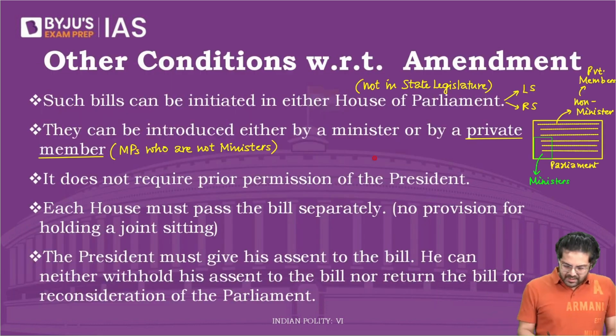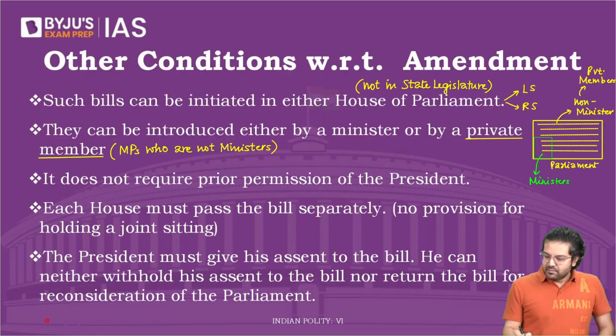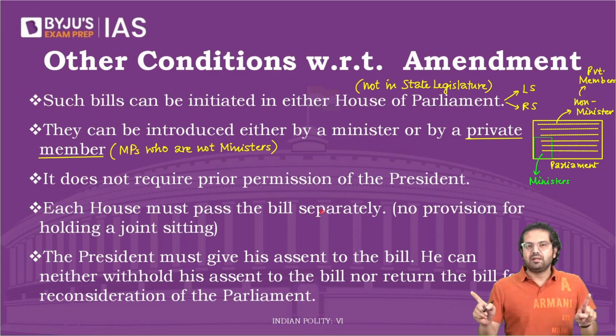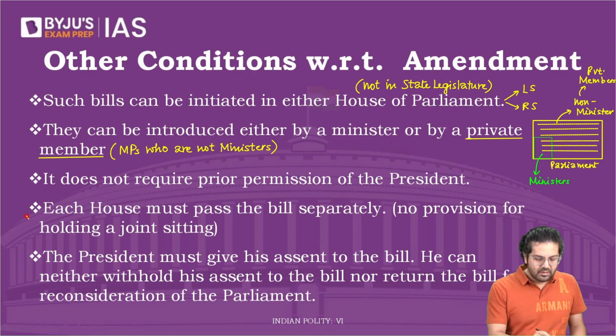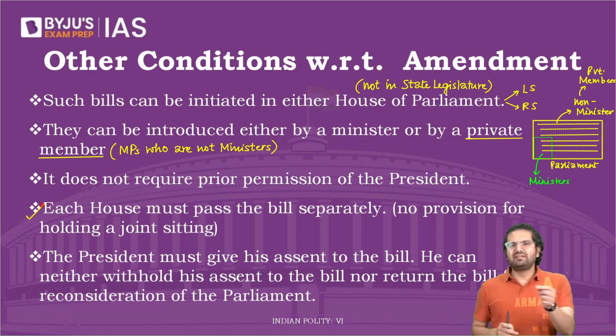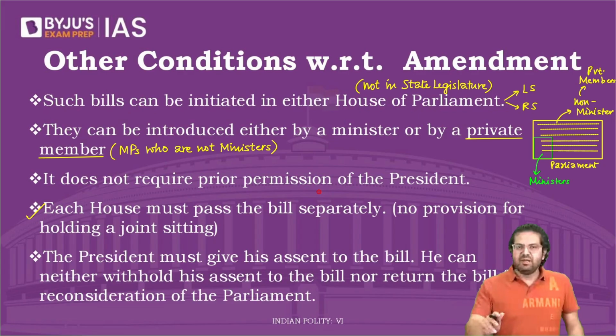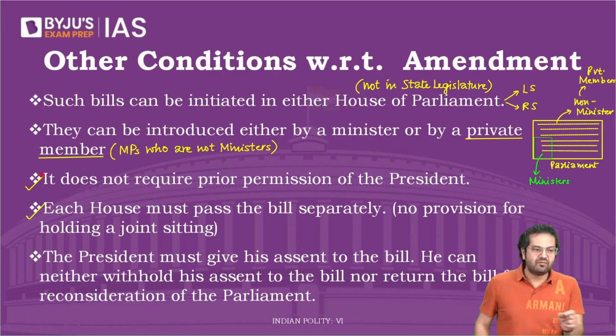Then each house must pass the bill separately. No concept of joint sitting. Clear? Also, we saw some examples that sometimes some bills require the previous or prior permission of the president. This kind of bill does not need the prior permission of the president also. No need. Like say money bill, Article 3, etc. These bills need the prior permission of the president. Clear?